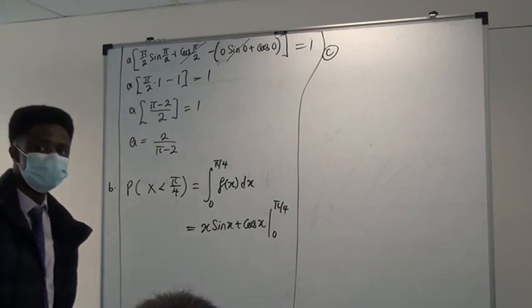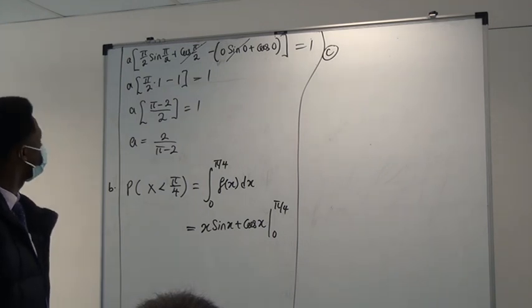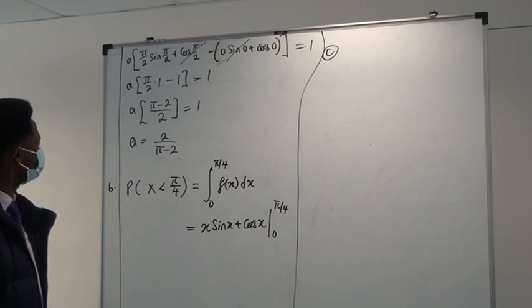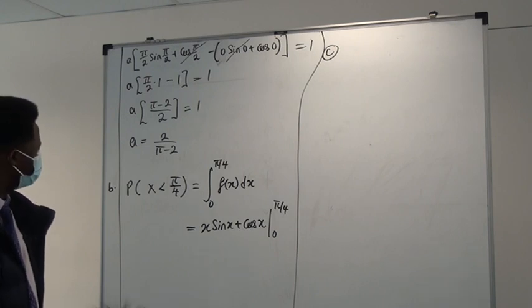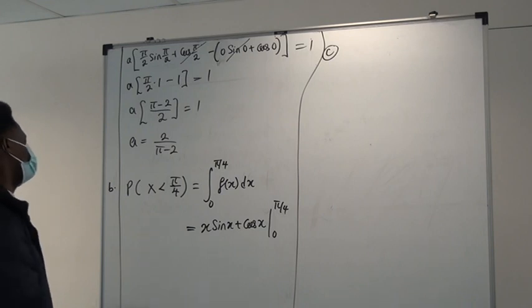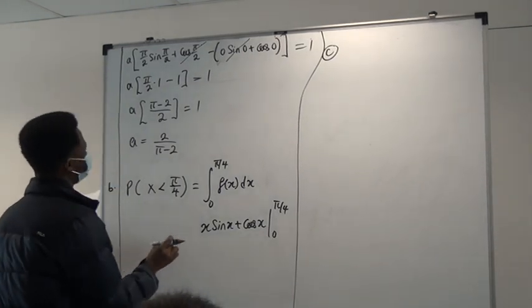A is part of the function. So we should have that in there as well. Because remember that down there we have a bracket and then x sine x plus cos x. So yeah, that was what you were talking about. Sorry.